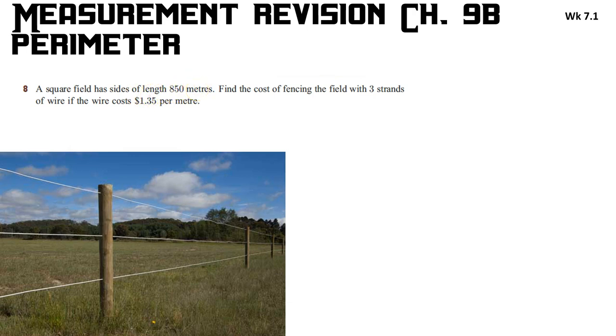So you need to know what is the total length and then divide it by how much it costs per meter, and that'll give you the cost. Remember, you've got 3 strands. The answer is $13,770. So check your working.